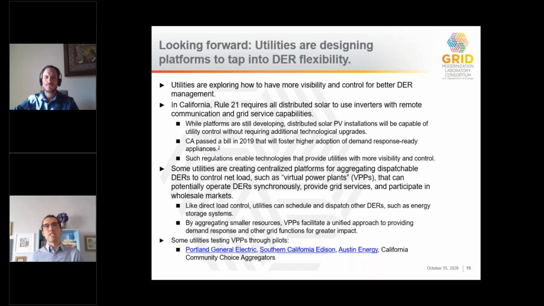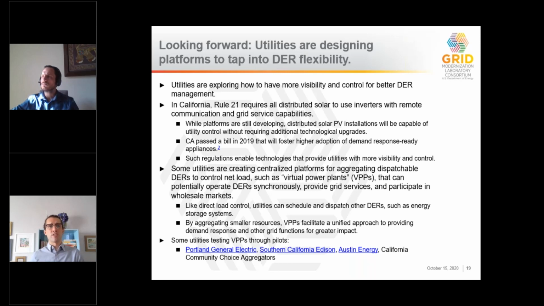Additionally, there was a bill passed in 2019 in California that will foster higher adoption of demand response ready appliances by effectively incentivizing smarter appliances to be adopted in customers' homes.